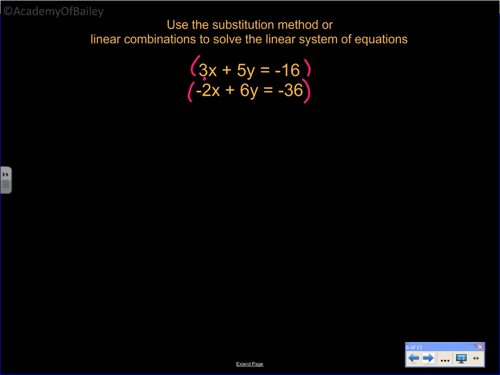So if we have to make that 3 a 6, what do we have to multiply it by? We have to multiply it by 2. If we have to make this 2 a negative 6, we have to multiply it by a positive 3. And remember, you have to multiply everything in the equation by 2 on the top. So 2 times 3x, 6x. And 2 times 5y is 10y. And 2 times negative 16 is negative 32.